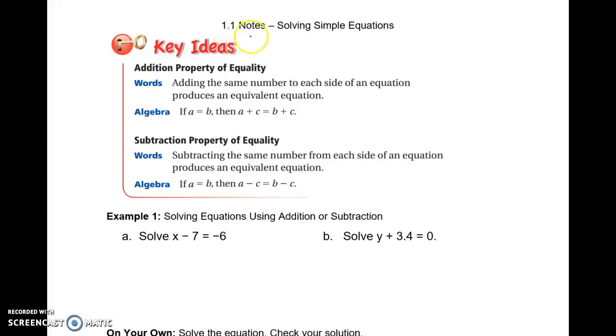Hey guys, section 1.1 notes. We are solving simple equations. This should be review from last year.